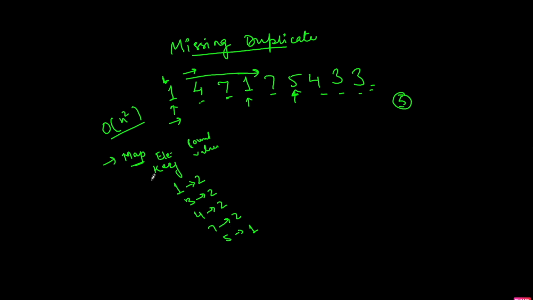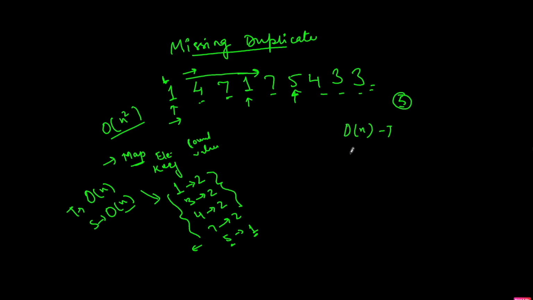Once this map is constructed, I iterate through this map and find the element for which the count is 1 and return that. So in this case, our time complexity would be O of n, and space complexity would be O of n, because we are constructing a map, right? So can we do better than this? Yes, we can. We can solve this in time complexity O of n with space complexity O of 1.